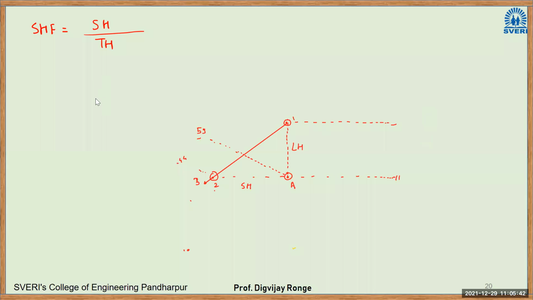So the sensible heat factor is HA minus H2 divided by H1 minus H2. HA we have calculated as 59, minus 44, divided by H1. How much had we calculated H1? 82. Okay, 82 minus 44. So calculate this. This will be the sensible heat factor.